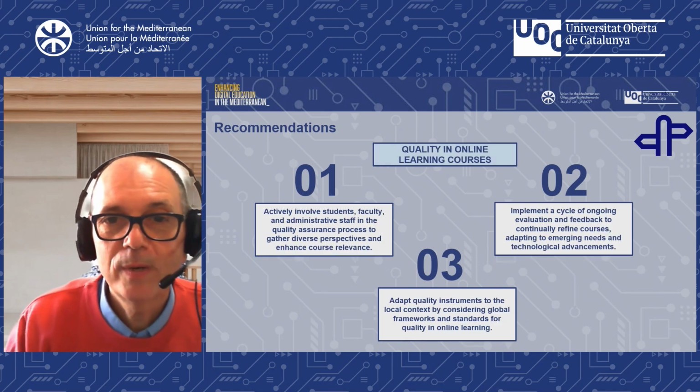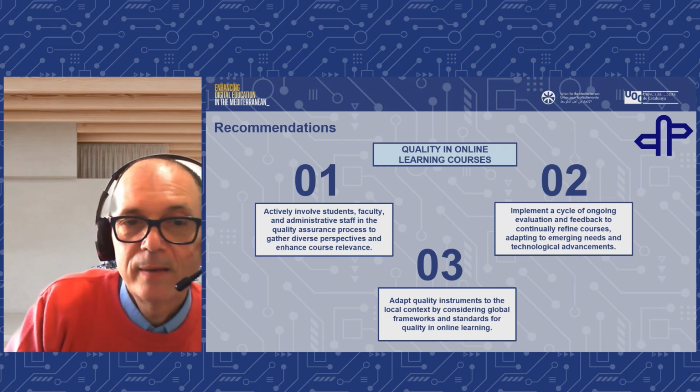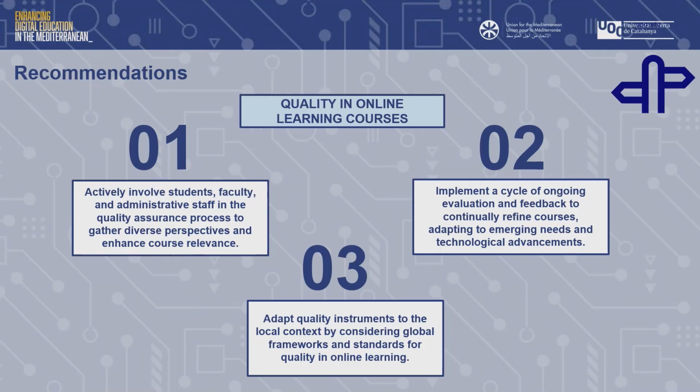And moving to the last one, about the quality that we just talked about a few minutes ago. Remember to actively involve students, faculty, and administrative staff in the quality assurance process to gather diverse perspectives. This is very helpful, particularly students. I know many institutions have already installed surveys that are distributed, for example, to students in particular, but you can also provoke other kinds of data collection through interviews, for example.